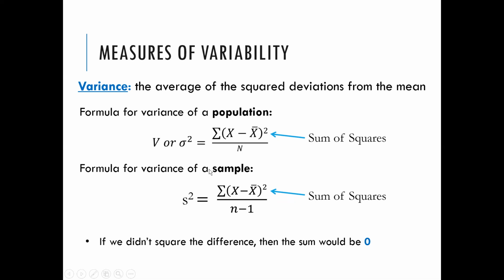So in our sample, the formula for variance is the sum of squares. So the value for each individual minus the mean squared, and then we take the sum of that and we divide it by our sample size n minus 1. And this looks familiar because we looked at standard deviation in lecture 1, and the only difference is that it was the square root of this expression here. So remember, if we don't square the difference, then the sum would be 0.